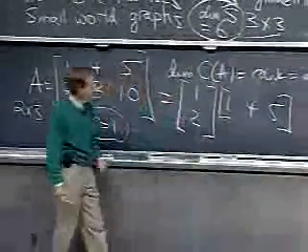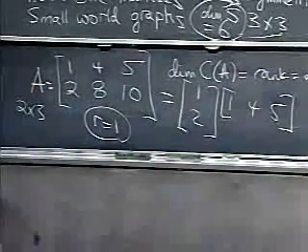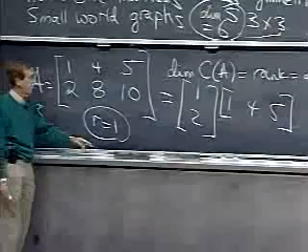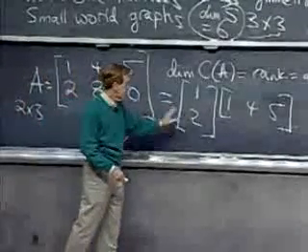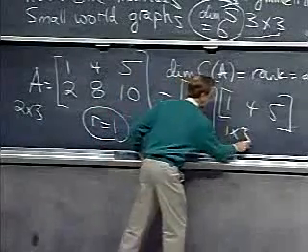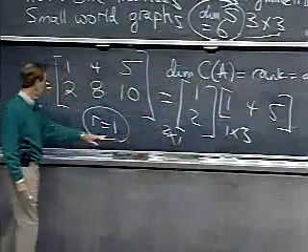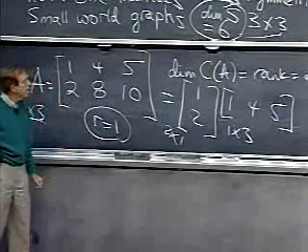A column times a row. One column times one row gives me a matrix, right? If I multiply a column by a row, that's a 2 by 1 matrix times a 1 by 3 matrix. And the result of the multiplication is 2 by 3. And it comes out right.